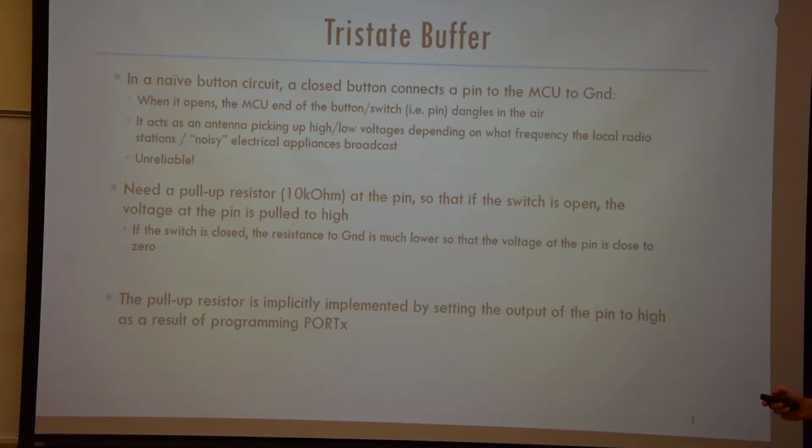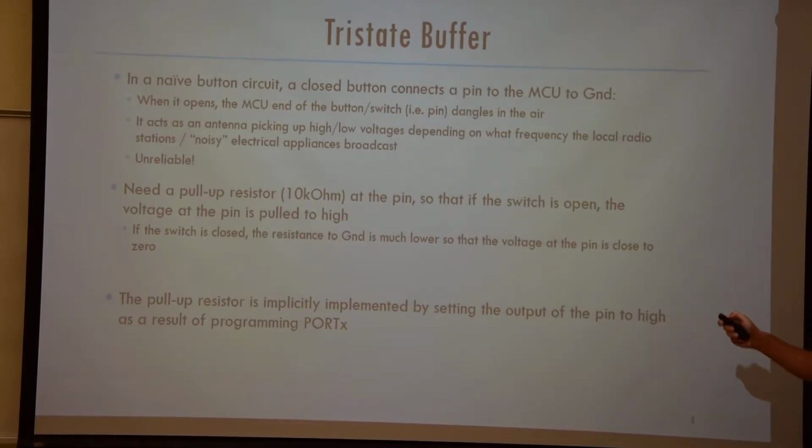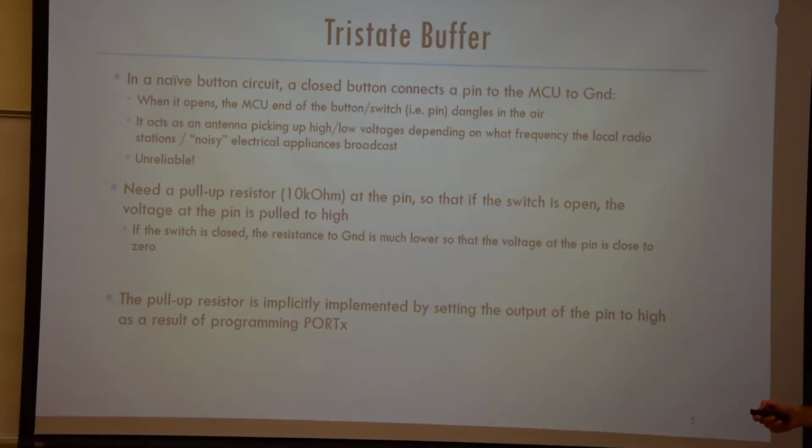Alright, now let's go on with some new stuff. First of all, if you are looking at a button push, then what you will see is actually what we call a tri-state buffer. I'll explain it in a moment, but let's first talk about what actually happens. If you just have a naive kind of button circuit and you press it, you will notice that this button switch dangles in the air a little bit, and depending on the frequency of local radio stations and so on, you will see high or low voltages.